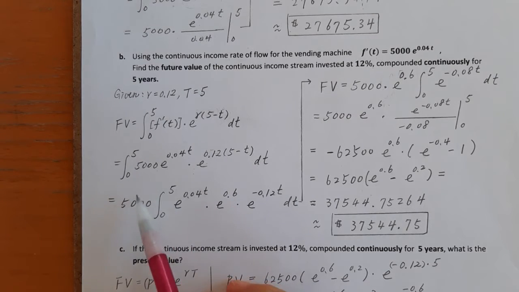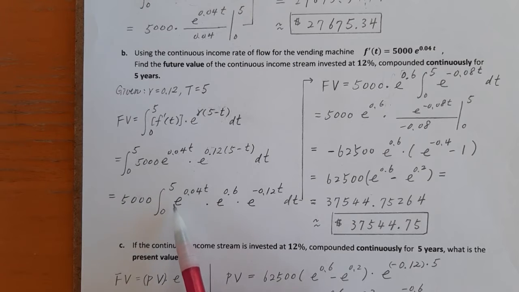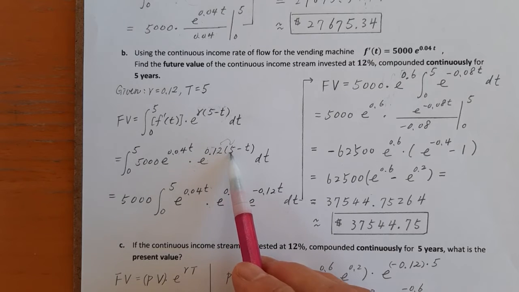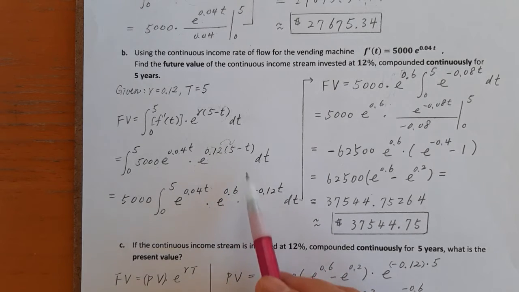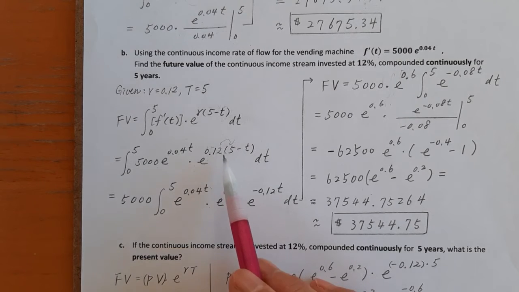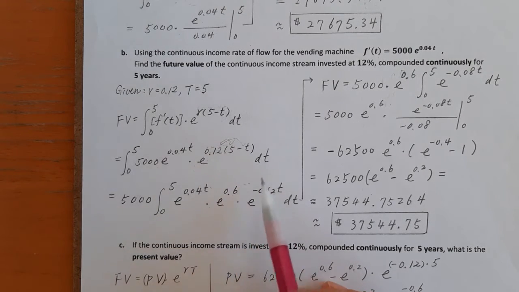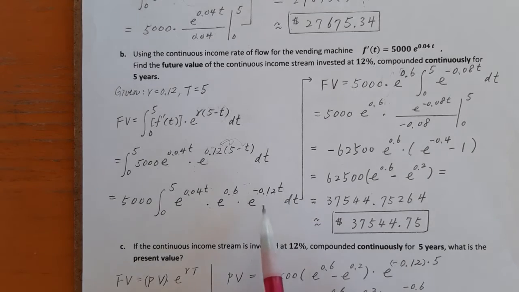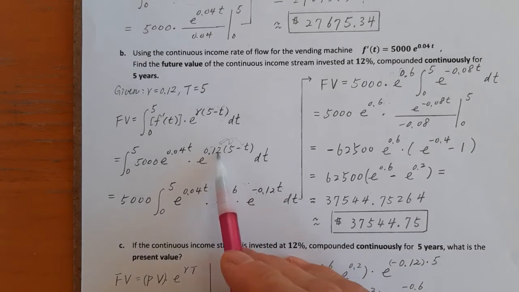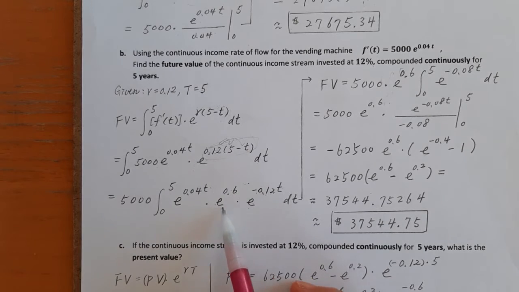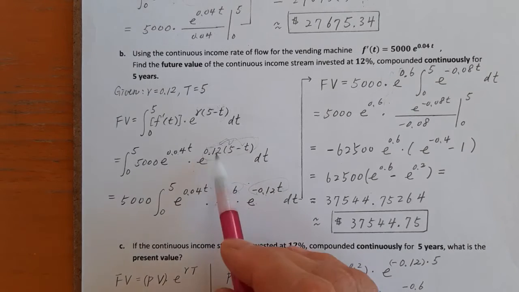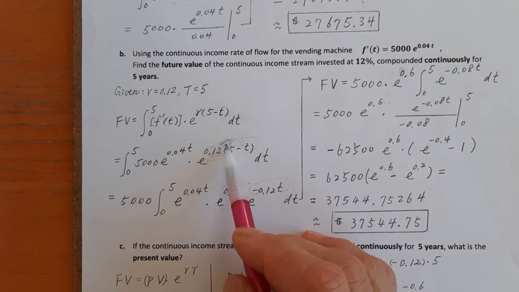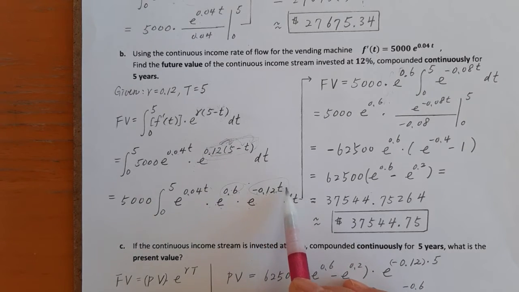Then 5,000 factor out, the integral 0 to 5 of e to the power 0.04 t times this, distribute in, 0.12 times 5 is 0.6, add with negative, distribute in, a negative 0.12 t. This one I separate because the same base is e. This added to this is going to be this, right? The same base e, add the exponents. 0.6 is this, and this is a negative 0.12 t. Then you can write it down separately.